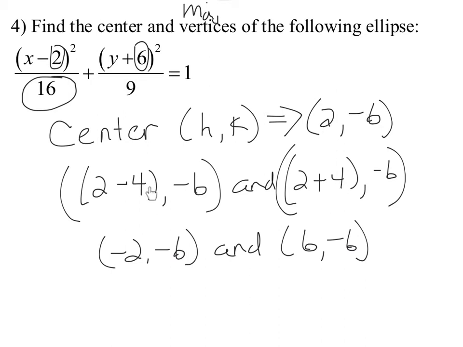So 2 minus 4 is -2. So my first vertex on the left is -2, -6. And the second vertex that's on the right is at 6, -6, because when I add 4 to 2, I get 6. And that's it. We have the center and the two vertices.